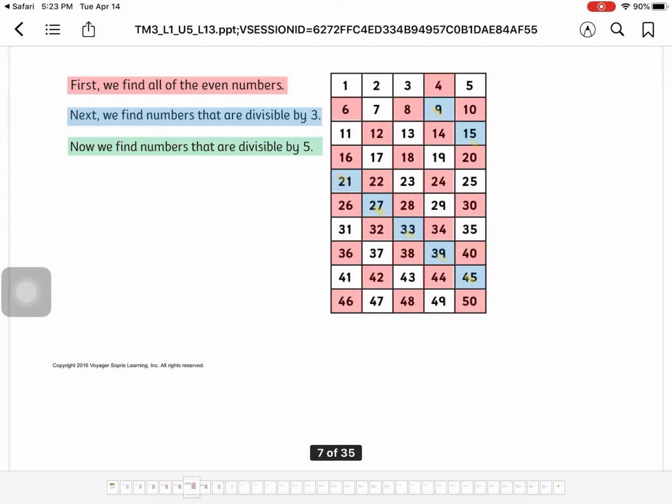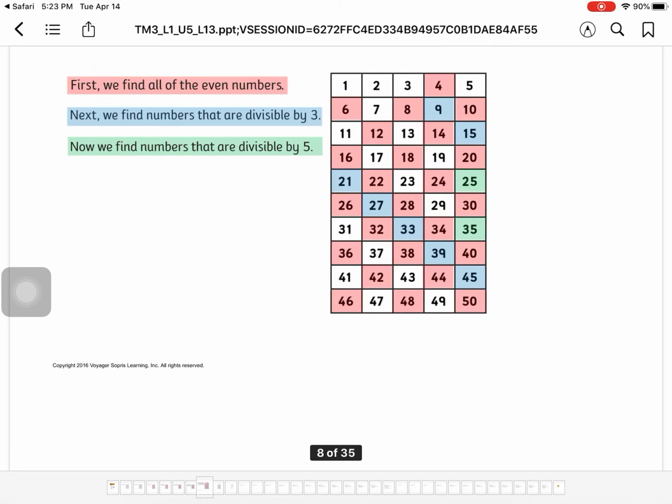So the next thing you're going to do is find what numbers are divisible by 5. Well, I know if something's divisible by 5, it ends in either a 5 or a 0. 5 is prime. We know that. So we're going to leave 5 alone, and then we're going to go ahead and count all the other ones.